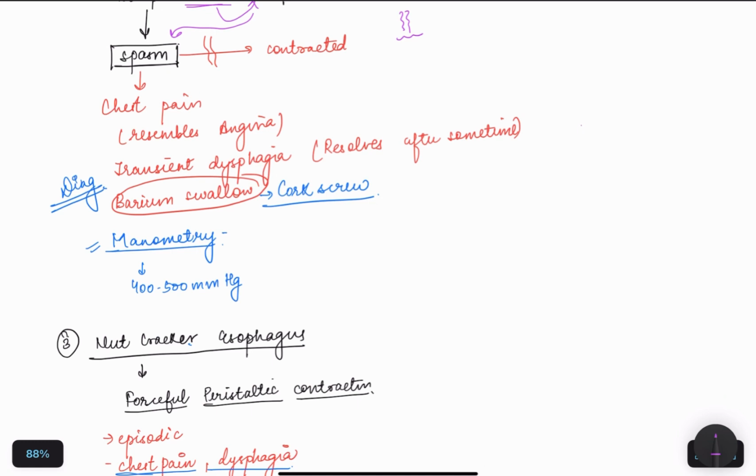The symptoms are chest pain, which resembles angina. We already studied in the previous lectures that we can distinguish various chest pains by ECG. The second symptom is transient dysphagia, which resolves after some time.